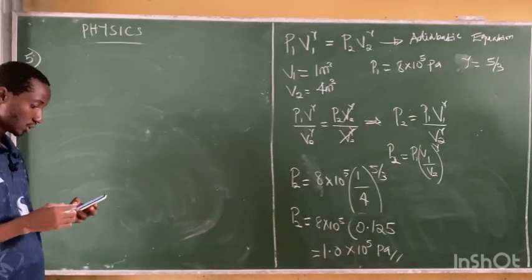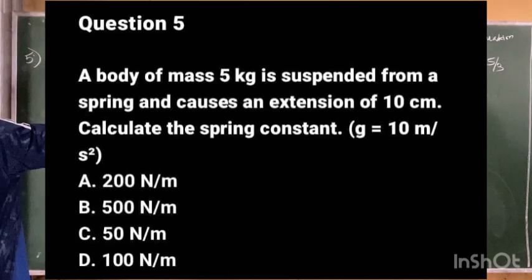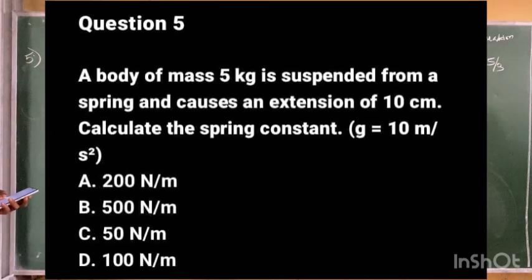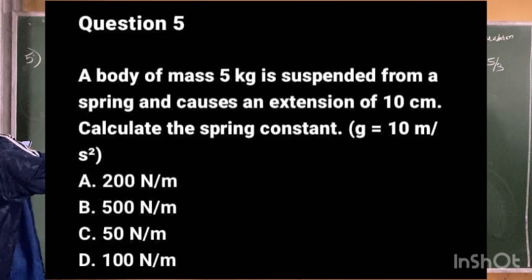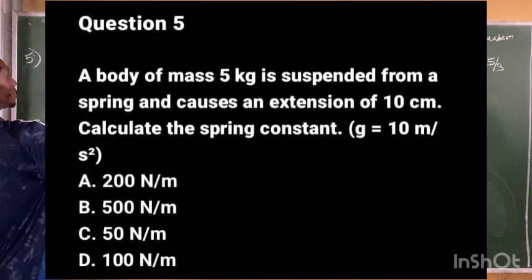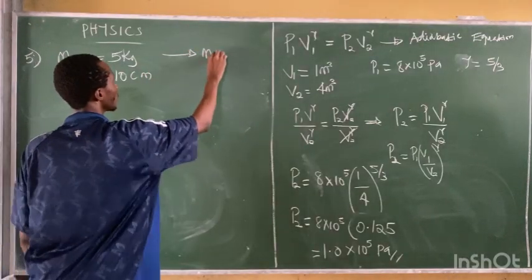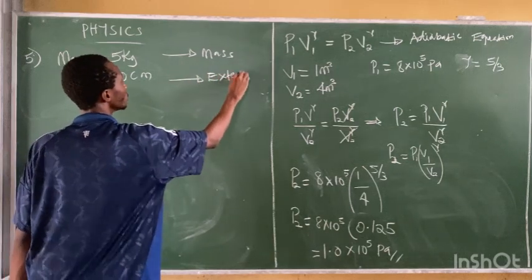Question 5 says, a body of mass 5 kg is suspended from a spring and causes an extension of 10 cm. So they give us mass, and they give us extension to be 10 cm. This is for mass, and this is for what? Extension.